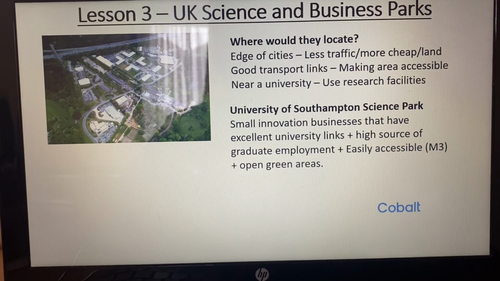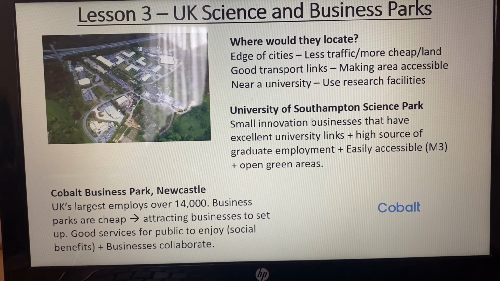Then we've got the Cobra Business Park very quickly, the UK's largest, employing over 14,000. Again, these areas are relatively cheap to set up in. Many businesses are able to collaborate, and other businesses are also attracted within the region. And there are lots of public services there for people to enjoy as well.